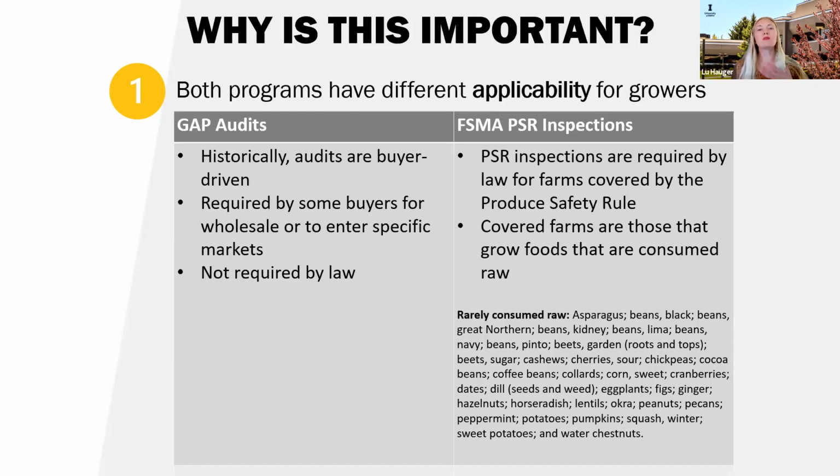I think at this point, most people that are going to be in these classes or webinars know whether or not they are covered by the produce safety rule. But I do have some good resources towards the end of our program that I will walk through, just in case you don't know if you're covered or not. Essentially, inspections versus audits are differentiated by the fact that if you're covered by the produce safety rule, then you are going to be inspected, whereas GAP audits don't have to do with that coverage.